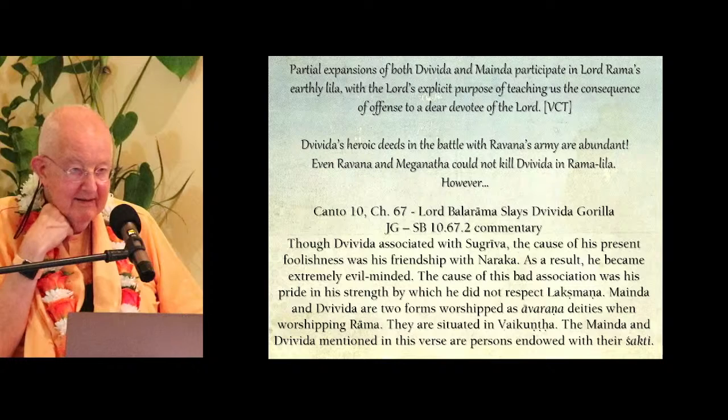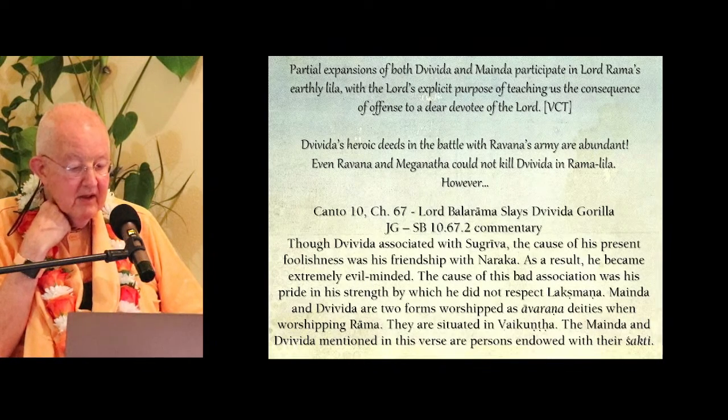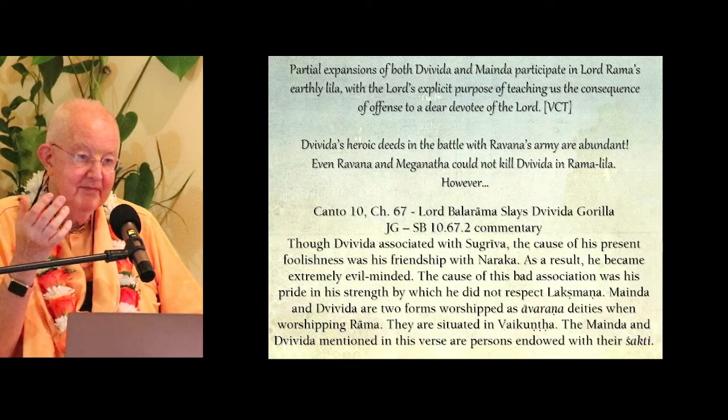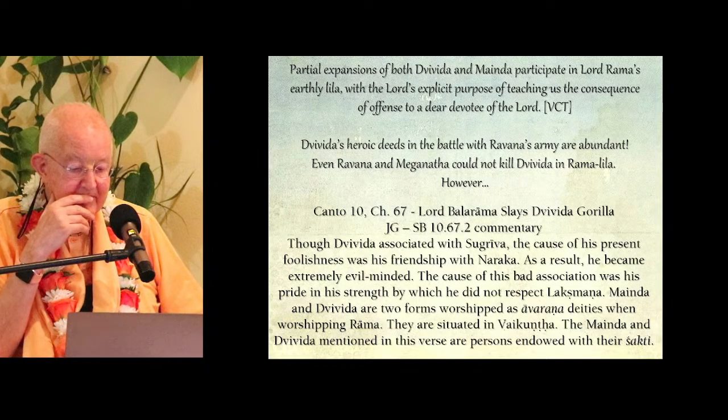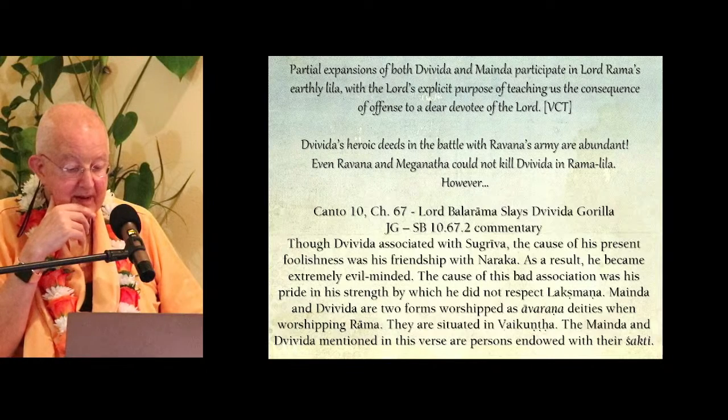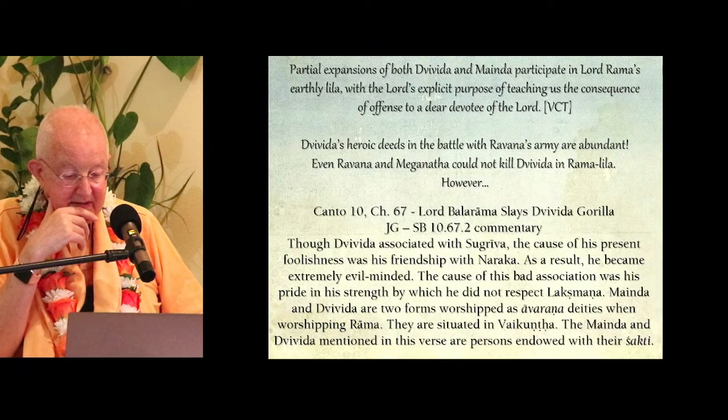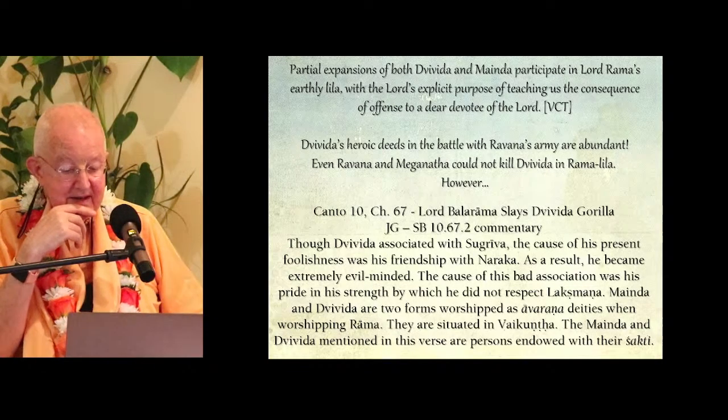So very early, second text of that chapter, Jiva Goswami writes, though Dvivida associated with Sugriva, the cause of his present foolishness was his friendship with Naraka. He became corrupted by bad association. As a result, he became extremely evil-minded. The cause of this bad association was his pride in his strength, by which he did not respect Lakshmana.